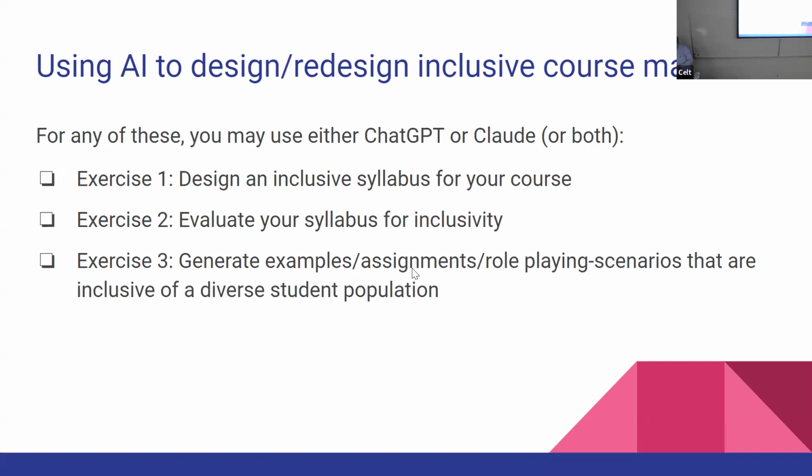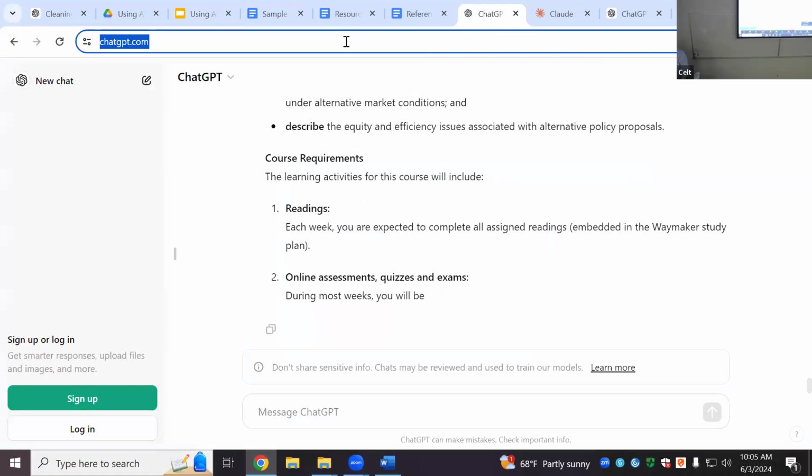Now, this is a hands-on session, and we'd like you to try to do as many of these exercises as you could. The first one is an exercise where you can ask ChatGPT or Claude to create an inclusive syllabus for your course. And let's just try that. I'm going to hop out of here and go over to ChatGPT.